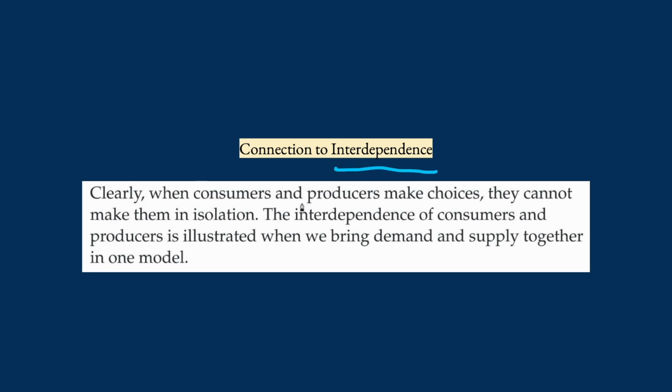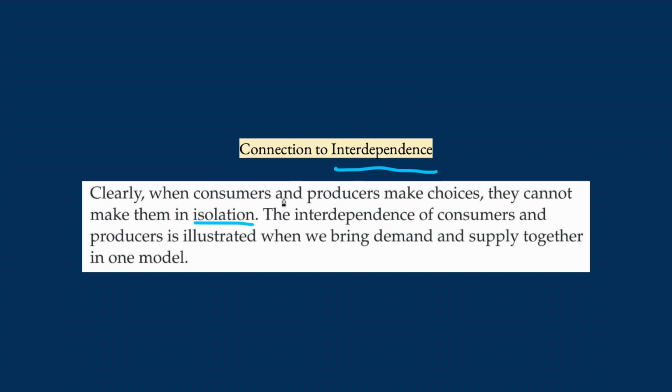Clearly, when consumers and producers make choices, they cannot make them in isolation. It affects one another. The interdependence of consumers and producers is illustrated when we bring demand and supply together in one model. This model is going to be the market equilibrium. Now, if you guys recall from Unit 1.1, what interdependence is, it's basically how different parts of an economy, such as consumers and producers, make choices that affect each other. Hence, no choices are made in isolation, okay? They're made and they affect other people.